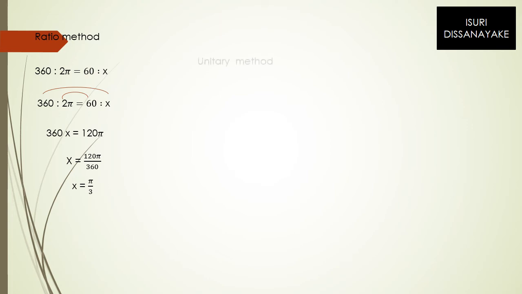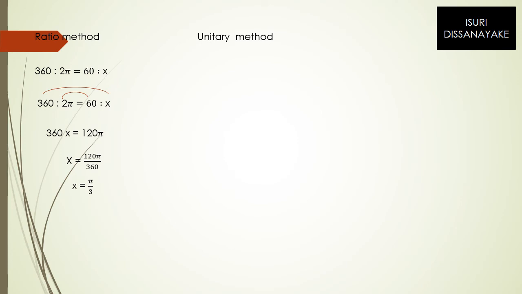Here I will teach you how to convert degrees into radians using a few methods. You can use the ratio method, which is always 360 degrees means 2 pi. Then 60 degrees means x of a radian value. You can use ratios and find x as pi by 3.